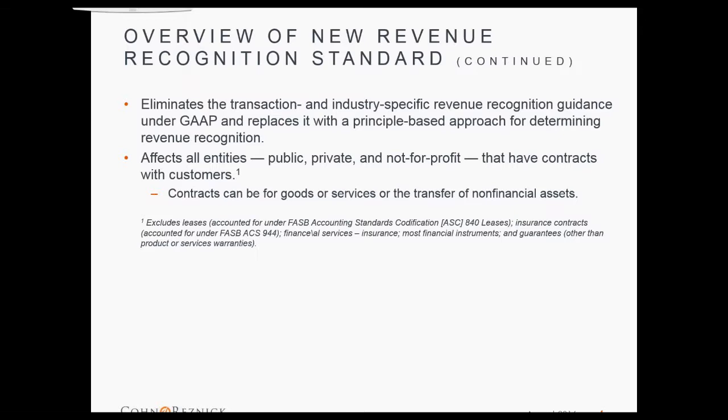The ASU contains an overarching principle that a company should recognize revenue when it transfers goods or services to a customer. The amount of revenue recognized should be represented by the consideration to which the entity, i.e. the seller, expects to be entitled. The FASB's guidance affects any entity, public, private, or not-for-profit, that 1. either enters into contracts with customers to transfer goods or services, or 2. enters into contracts for the sale of non-financial assets unless those contracts are within the scope of other standards.